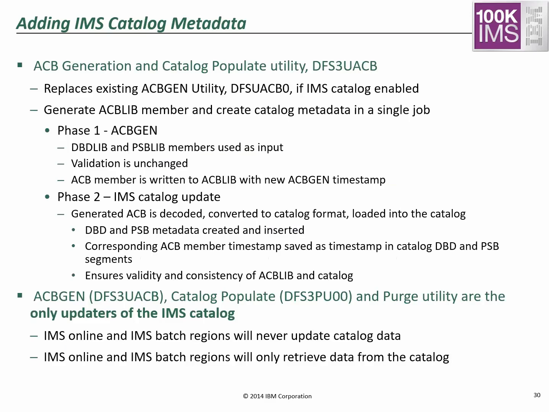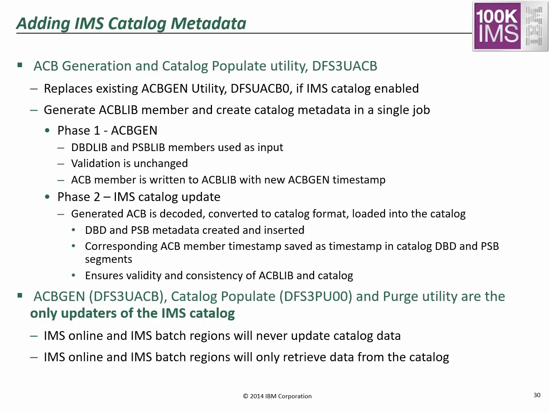this new utility, DFS3UACB, it's called the ACB gen and catalog populate utility. It does two things. It does an ACB gen, puts that ACB block into the ACB library, and then it invokes under the covers the catalog populate utility. It decodes that ACB and puts that same information into the catalog, right? This utility, DFS3UACB, the catalog populate utility, and then there's something called the catalog purge utility. I'll talk about that later on.